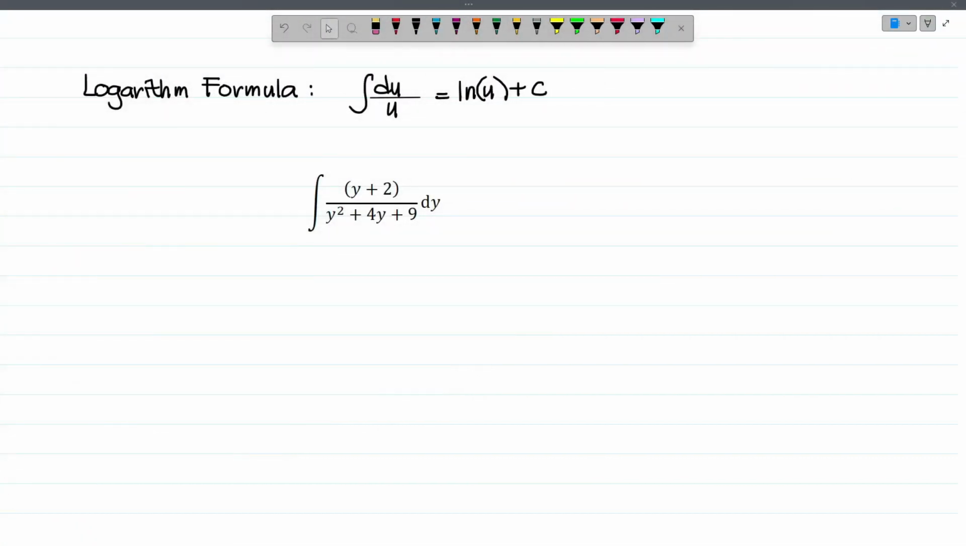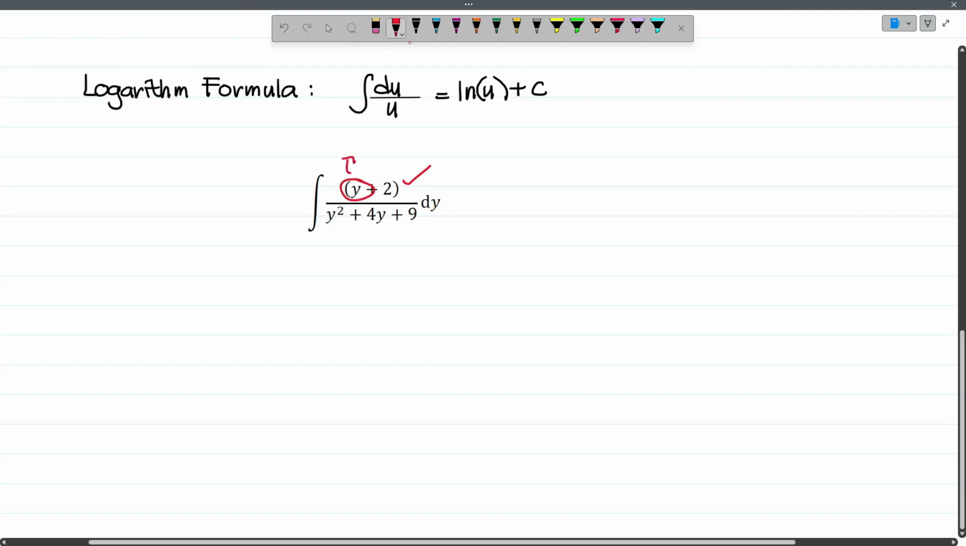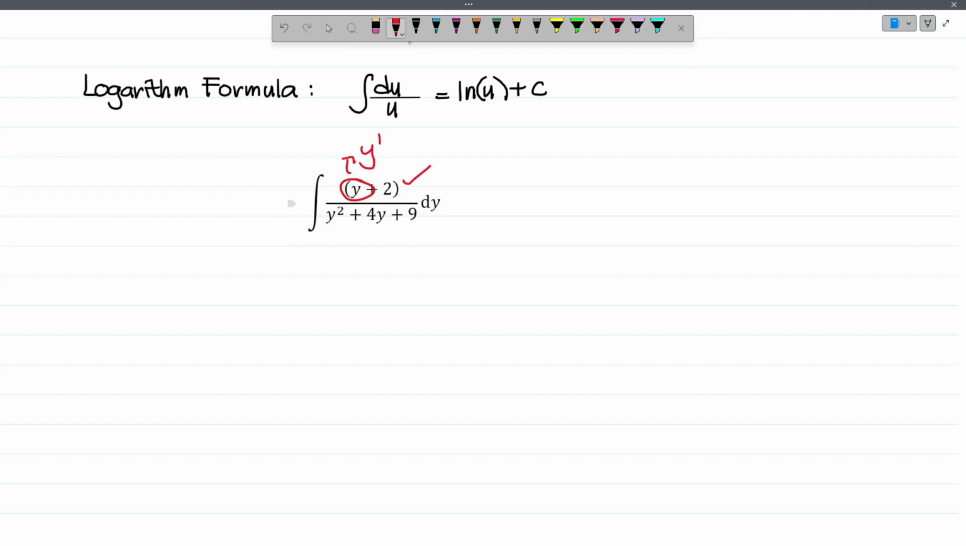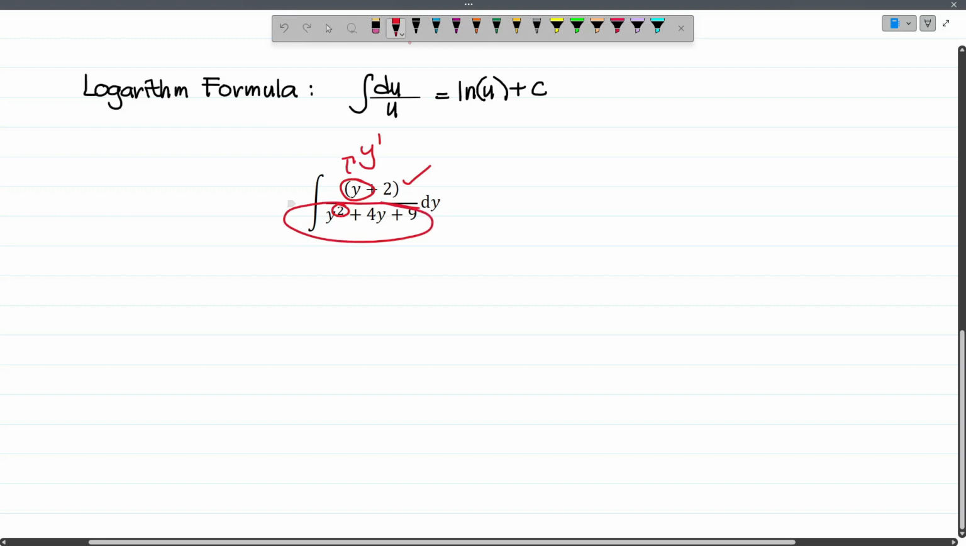Now, in this example, we will tackle a substitution problem that involves the logarithm formula. So first, let's establish our u. Generally, what we will consider as our u is the function with the higher degree. For example, our numerator is y + 2, and the highest degree in the expression is 1 because this is y to the power of 1. And then, in our denominator, our highest degree is 2, which is from y squared. As such, what we will treat as our u is y squared plus 4y plus 9 because this is the function with the higher degree.